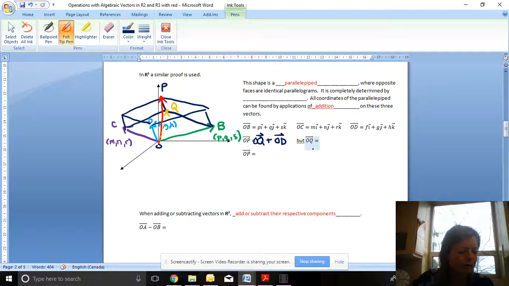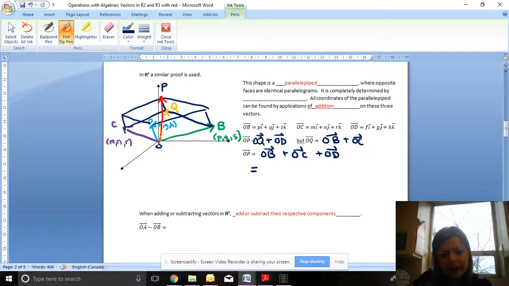But notice that OQ can be written as OB plus OC. OB plus OC is equal to OQ. So OP can be rewritten as OB plus OC plus OD. So now, from here, we can rewrite each of these with their unit vector definitions. Then we're just going to collect like terms, and you'll see that basically you're just adding the three coefficients together.